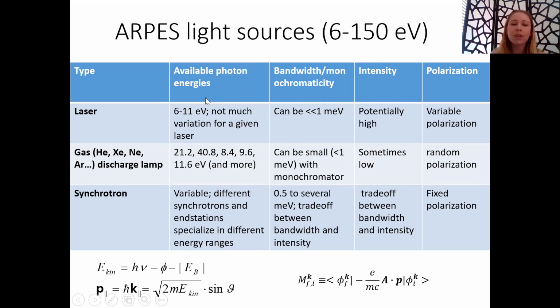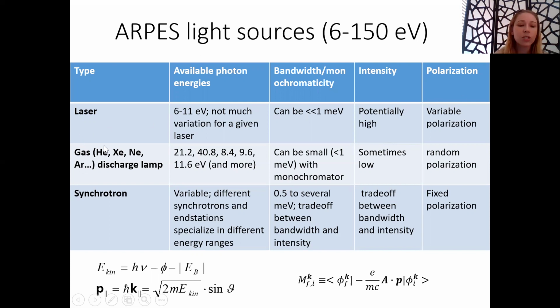So laser light sources can be quite monochromatic, with a very small energy bandwidth of the light source. They don't have to be, and if they're a pulsed light source, they're typically not. They can often be quite intense, and their polarization can be controlled.